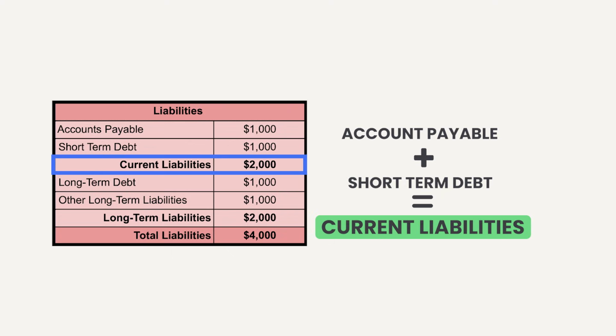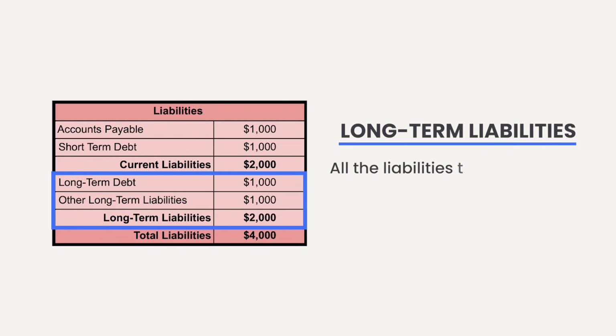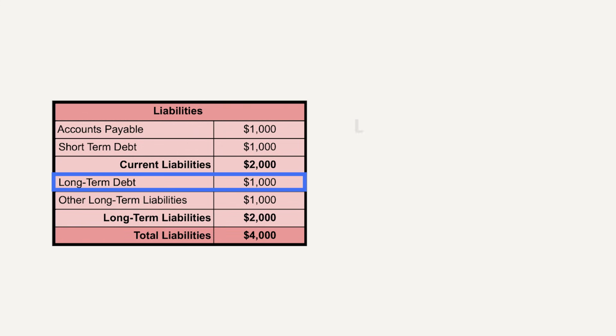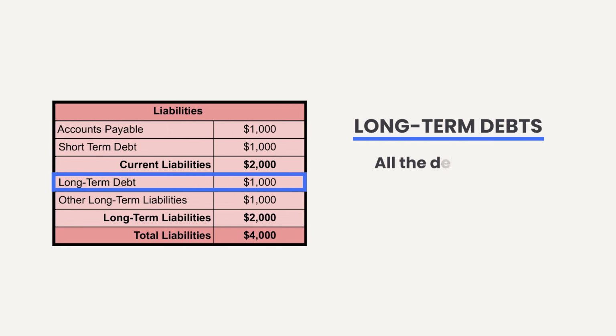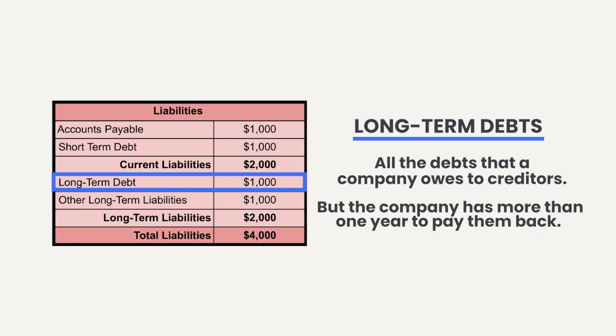The second major subcategory is called long-term liabilities, which are all of the liabilities that do not need to be paid off for more than a year. The top item in this category is long-term debt, which are all the debts that a company owes to creditors, but the company has more than 1 year to pay them back. You will often see this term called notes or convertible debt or other such names.